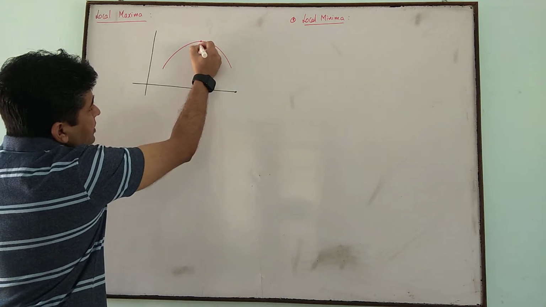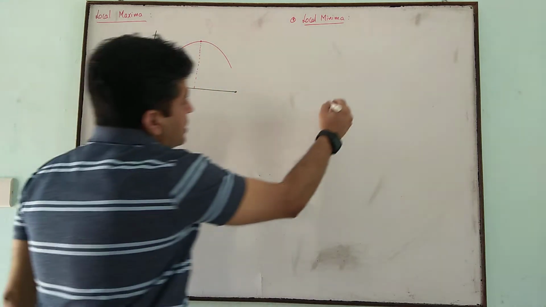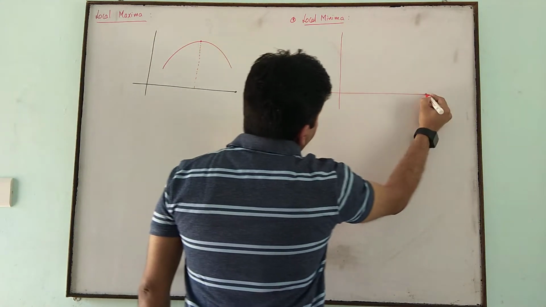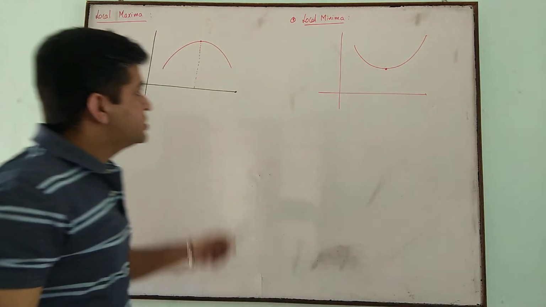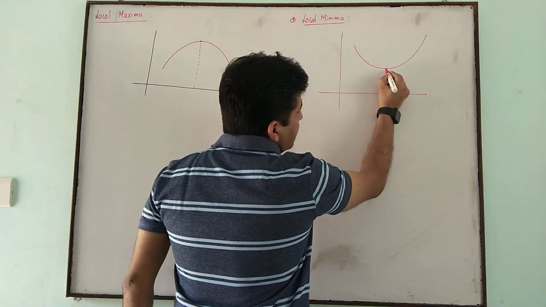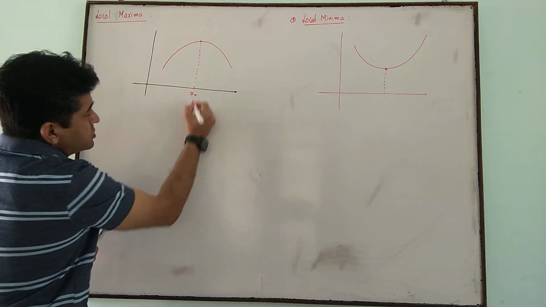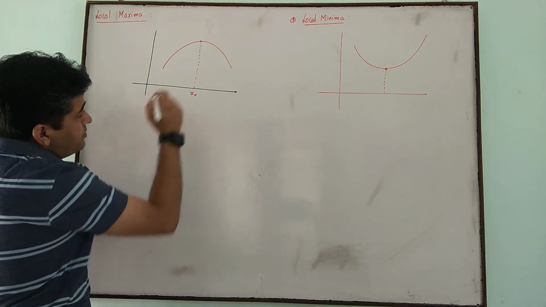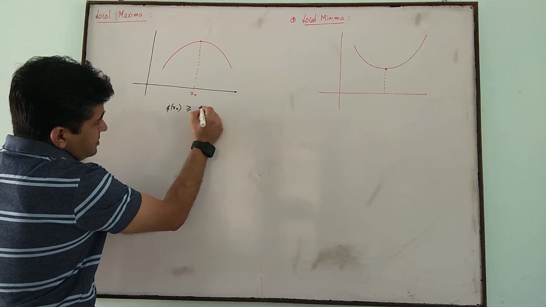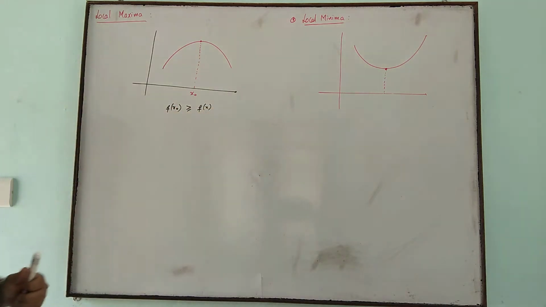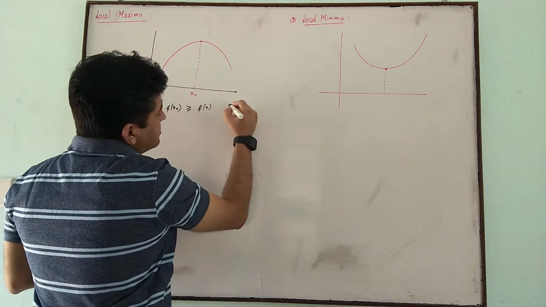If at any point the function changes from increasing to decreasing or from decreasing to increasing, the function changes at this particular point. Let us say this point is x naught. If f of x naught is greater than or equal to f of x, then your function at this point is maximum.